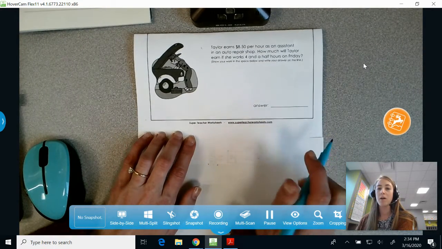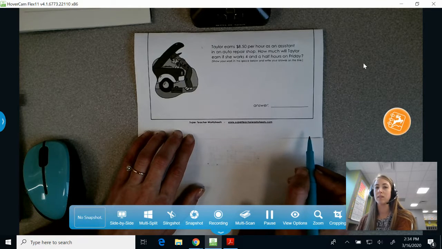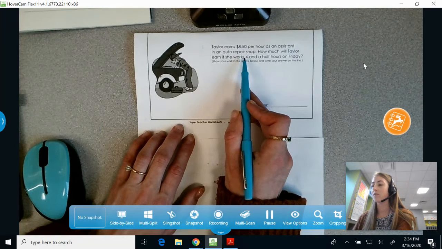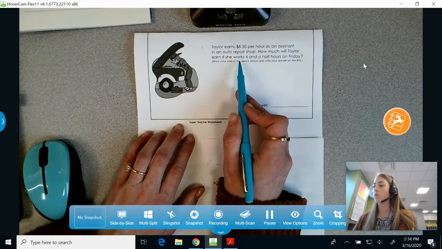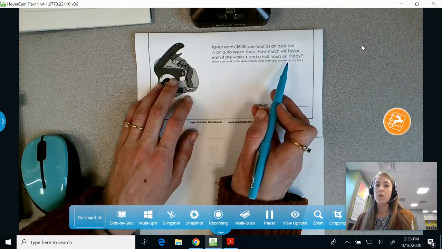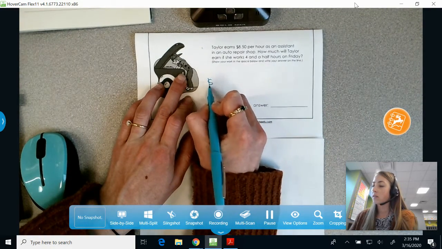I'm going to start by bar modeling it, but if that doesn't make sense to you, remember you can solve in a way that does make sense to you. So it says Taylor earns $8.50 per hour as an assistant in an auto repair shop. How much will Taylor earn if she works 4.5 hours on Friday? So what are we talking about? We're talking about money. So I'm going to go ahead and use that.